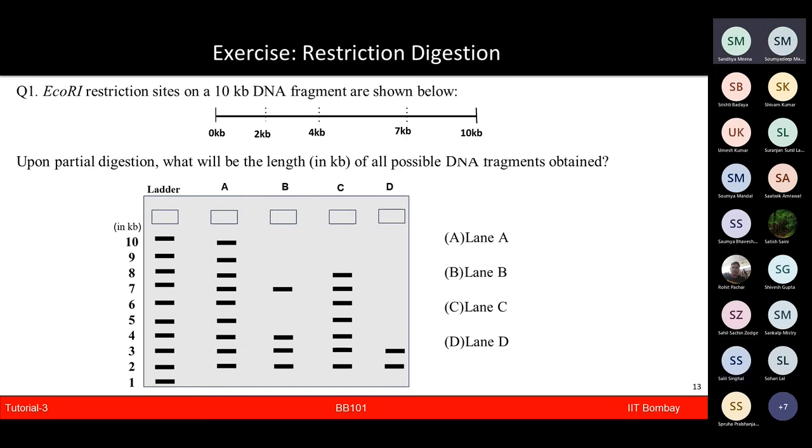How many possibilities can you have? How many possibilities in the sense? The answer should be D, lane D. No, the answer is not lane D.